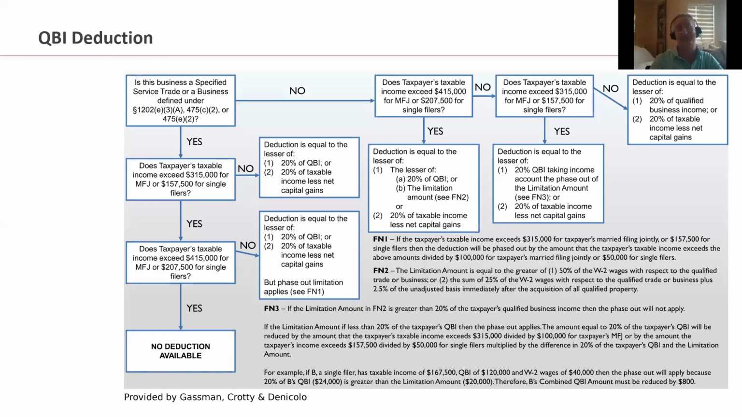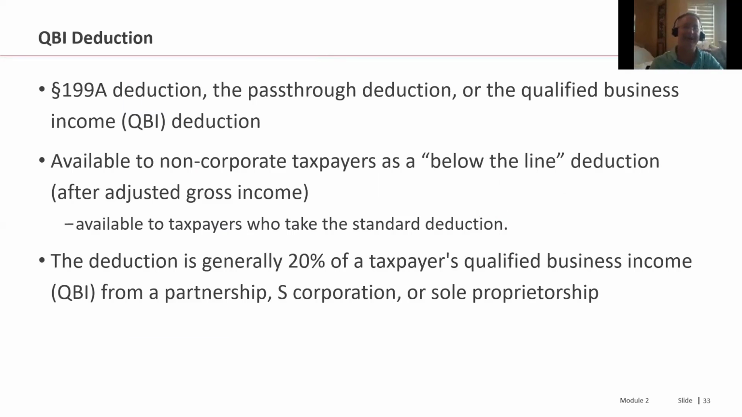Okay, so here's a flow chart that you can follow that shows how the qualified business income deduction works. And I refer to this, by the way, in Module 1. So this is the pass-through deduction. This is a deduction that's available to pass-through entities, and we'll talk about what the requirements are. Okay, so you might hear it called Section 199A deduction, the pass-through deduction, the qualified business income deduction, or the QBI deduction. And I'm just going to call it the QBI deduction going forward because I can say that fast.